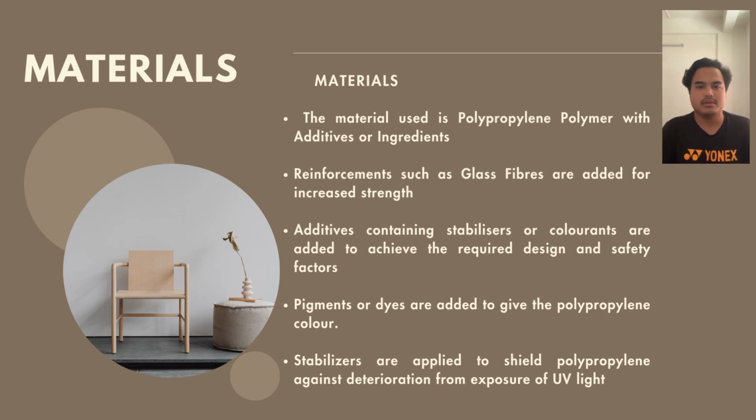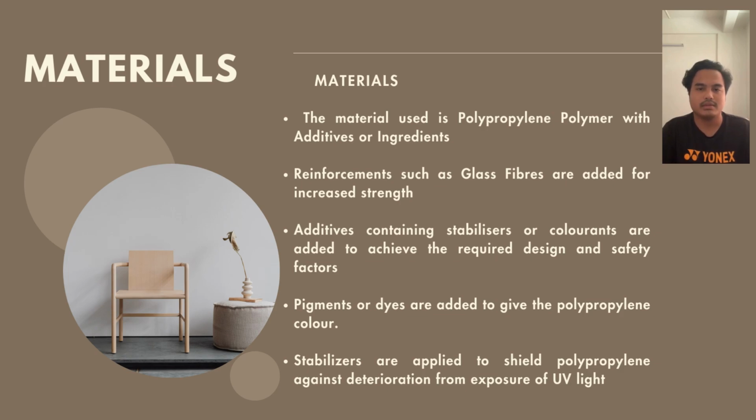We're going to present the materials and properties, and we will start with the material first. Firstly, the primary material used to make a polypropylene chair is polypropylene polymer, including extra ingredients or additives to improve the qualities. Polypropylene is a type of polyolefin, and propylene monomers are polymerized to create polypropylene, which is then processed to make a complete polypropylene chair. Reinforcements are added for increased strength of the chair.